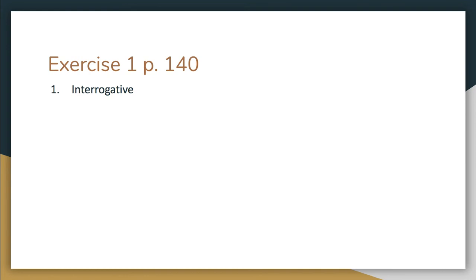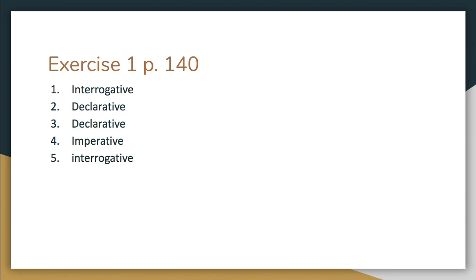Number 2, you may know him as Pele. Declarative. Number 3, he is considered the greatest soccer player of all time. Again, a statement. Declarative. Number 4, read about his records. So now it might look like a statement, it ends in a period, but it's actually a command. They're telling you what to do, so that's imperative. And number 5, did you know that between the years 1956 and 1974, he scored 1,220 goals? So that is a question, so that is interrogative.